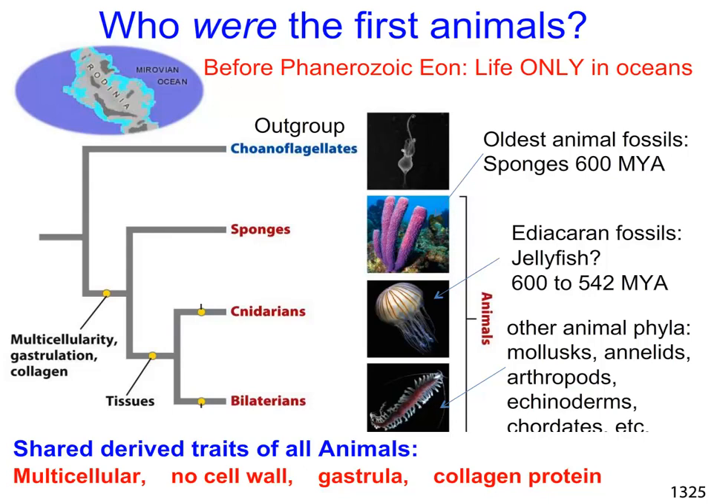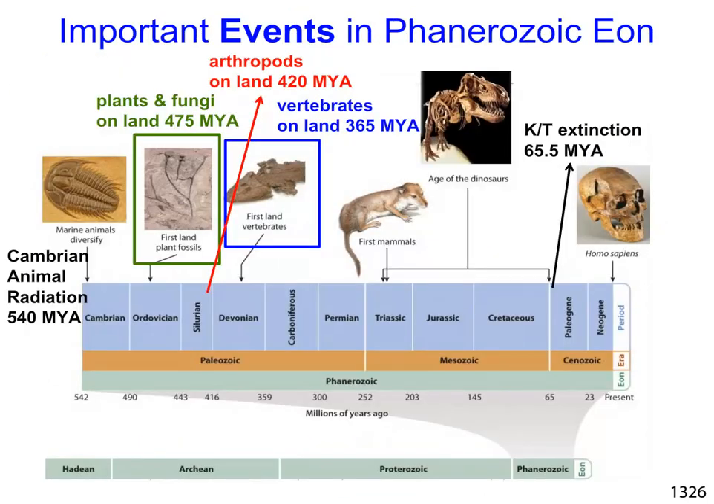So when you're looking at shared derived traits of all animals, well, they're multicellular. We know they don't have a cell wall, because remember, those are the plants. They also have a gastrula and they also produce collagen. So these are once again synapomorphies of all animals, and this should make sense. Okay, so important events in the Phanerozoic eon. This is after, again, the Cambrian explosion. So the plants and fungi would move up to land.